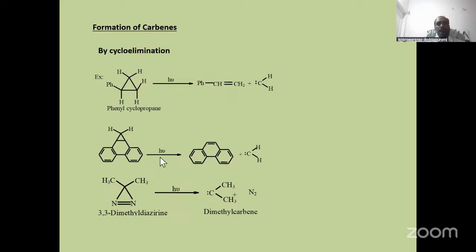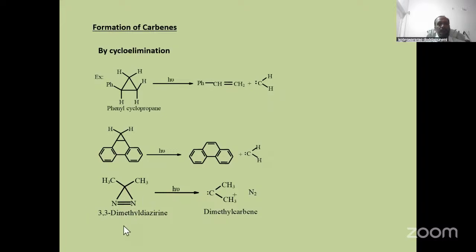Now here, in this derivative, this is the aromatic compound. There is a bicyclic six-membered and three-membered ring fused with the two phenyl groups. A common sigma bond is there, which on irradiation with light forms the carbene from these two sigma bonds, the C-C bonds, by undergoing homolytic cleavage. Then it leads to formation of phenanthrene and carbene.